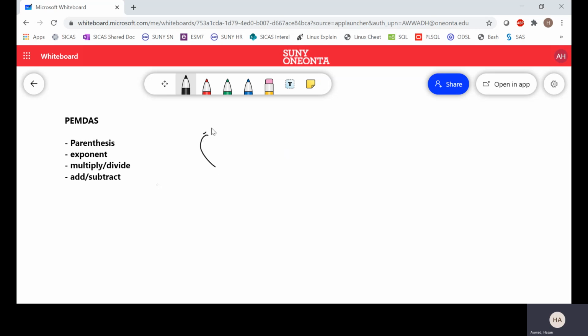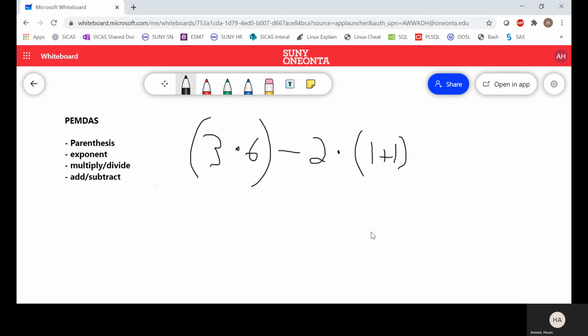Okay, so say we have parentheses here, and in parentheses we have 3 times 6, and this is going to be subtracting 2 times, why don't we just say, (1 plus 1). Okay. So we have a lot going on here, right? We have multiplication, we have parentheses, we have subtraction. Okay. So what are we going to do here?